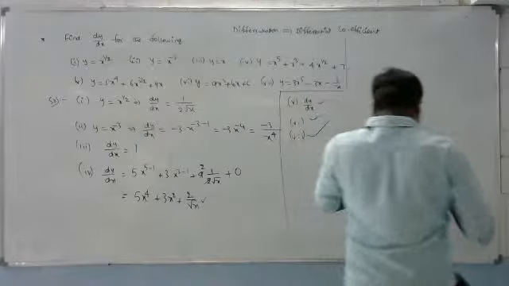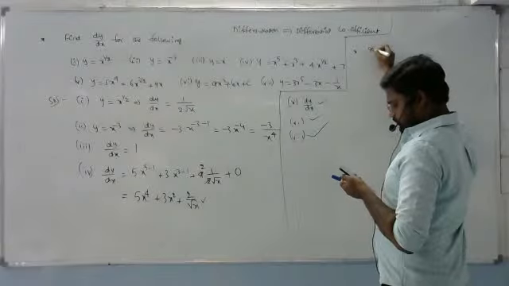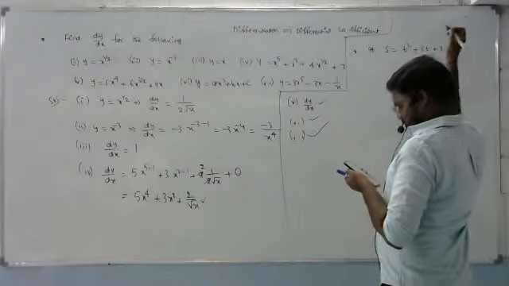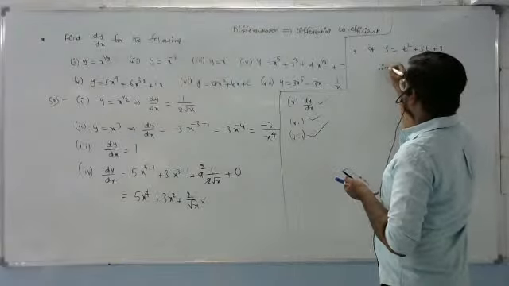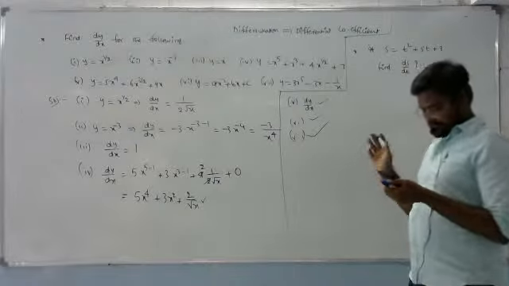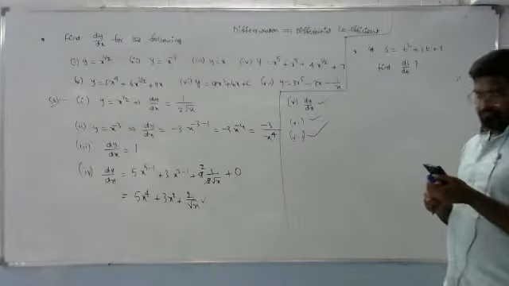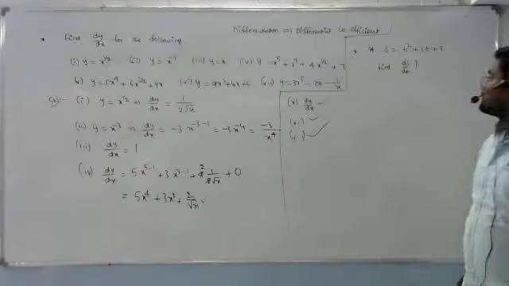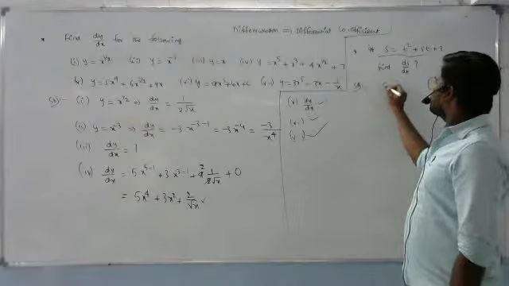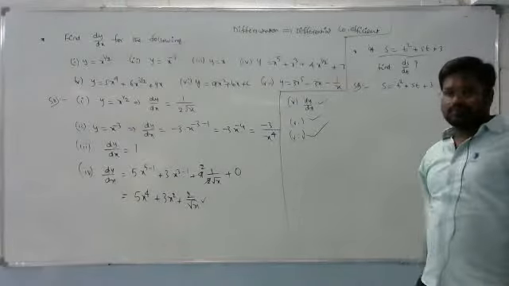One more question. Very simple. If s equal to t square plus 5t plus 3, find ds by dt. This is very easy. What about this one? s equal to t square plus 5t plus 3. Maybe displacement.